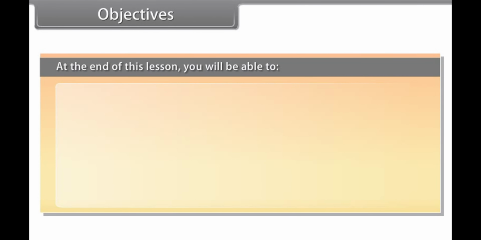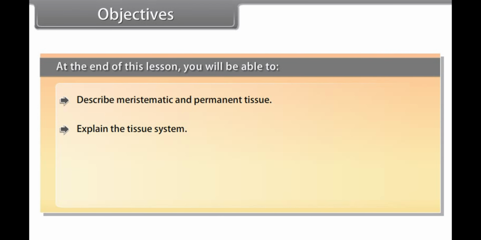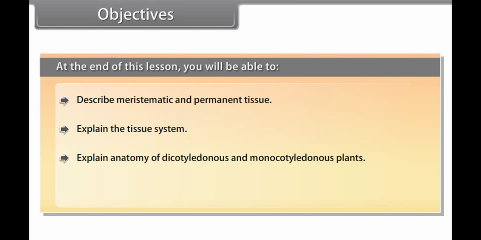Objectives. At the end of this lesson, you will be able to describe meristematic and permanent tissue, explain the tissue system, explain anatomy of dicotyledonous and monocotyledonous plants, and discuss secondary growth.